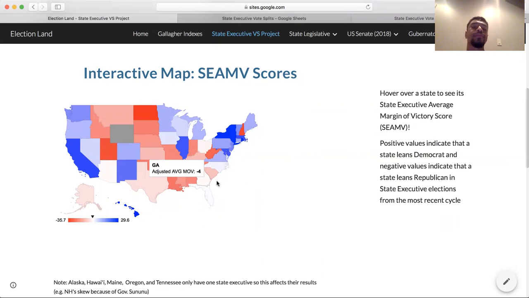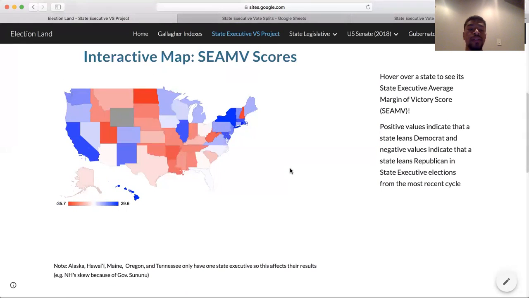And in the state where I go to college, Virginia, 7.1 is the adjusted average MOV, or the SEAM score here. And that tells us that in Virginia, Democrats win by an average of 7.1 points in a statewide election for executive positions. So on average, Democrats would get 53.55% of the vote, and Republicans would get 46.45%.